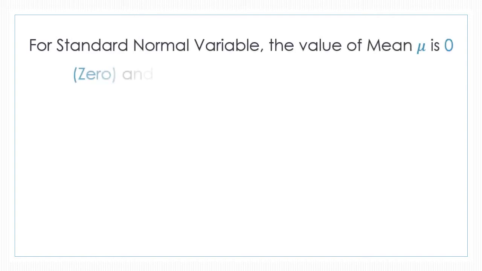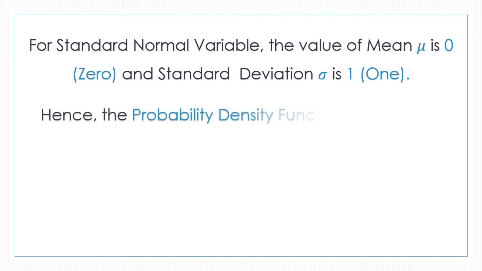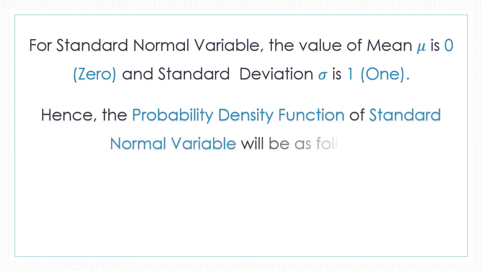Now for the standard normal variable z, the value of mean mu is considered 0 and the standard deviation sigma is considered 1. This is because we are subtracting the mean from the original variable, so the mean becomes 0, and because we are dividing by the standard deviation, it becomes 1. So mu is taken as 0 and standard deviation is taken as 1 for this standard normal variable, and therefore the probability density function of our standard normal variable is also converted.